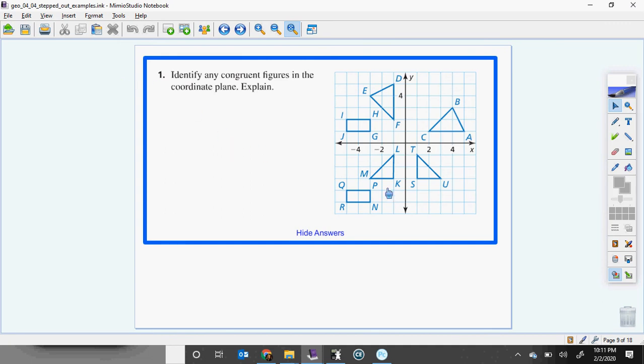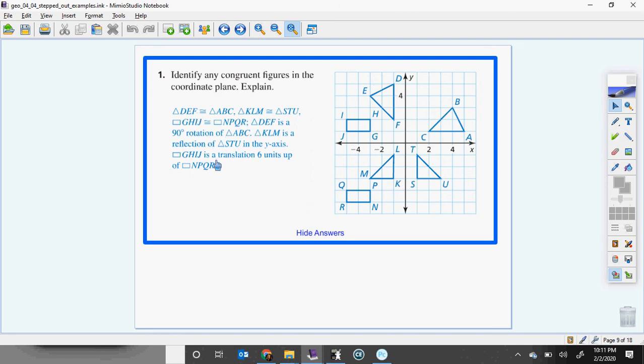Alright, so let's see here. These two, maybe the most obvious, these two triangles are congruent, and the transformation is they're reflected about the y-axis. These two rectangles are congruent. The transformation is that they have been shifted up 1, 2, 3, 4, 5, 6 units. And then these two triangles, this one and this one, are congruent, and this looks like a rotation of 90 degrees. So let's see here. Rotation, oh, it just put them all in one. So yep, those are the transformations.